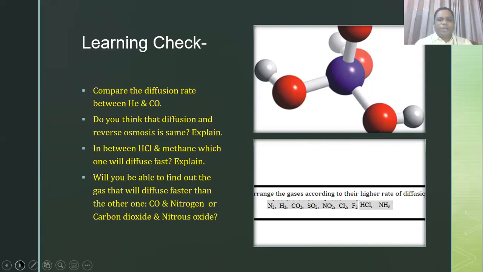And you can make the relationship between reverse osmosis and diffusion. So do you think that diffusion and reverse osmosis are the same? Just try to consider your understanding and find out the answer. And then between HCl and methane, which one will diffuse first? You can find it and you can explain also. Will you be able to find out the gas that will diffuse faster than the other one, carbon monoxide and nitrogen, or carbon dioxide and nitrous oxide?